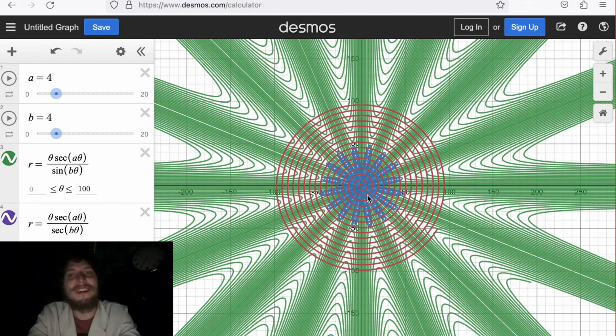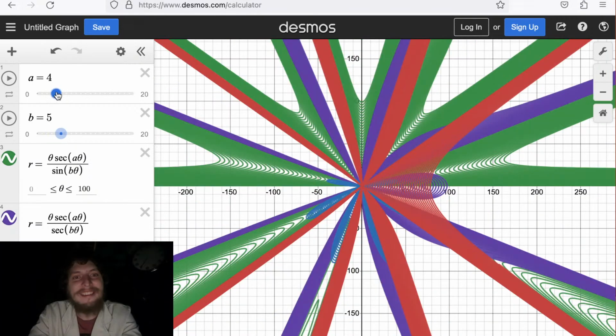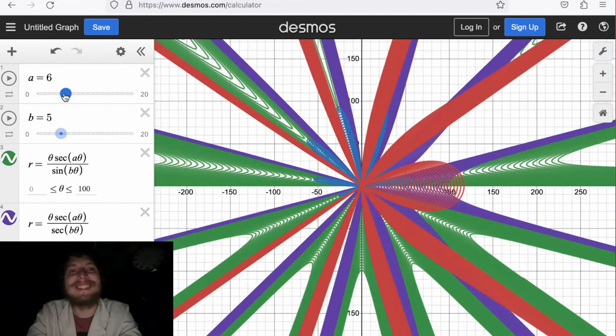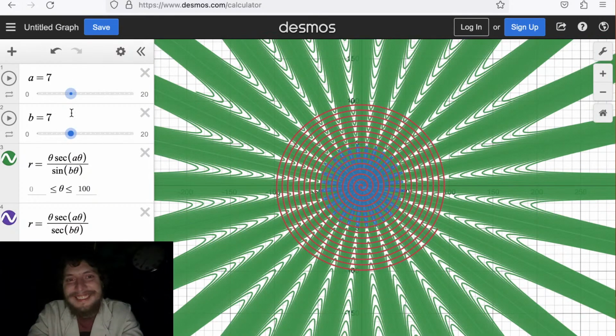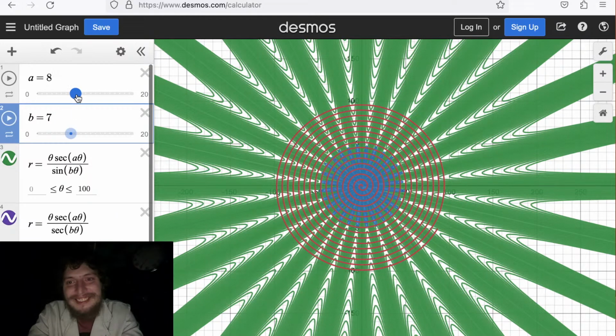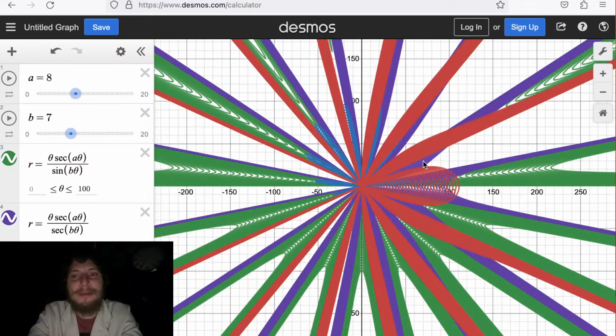But well, this is interesting. When they're both 4, it's that. What about if they're both 5? Look, when they're both the same number, it balances out. 5, 6, 6, 7, 7. And when this one's 1 more than that, it makes this spider-like thing.